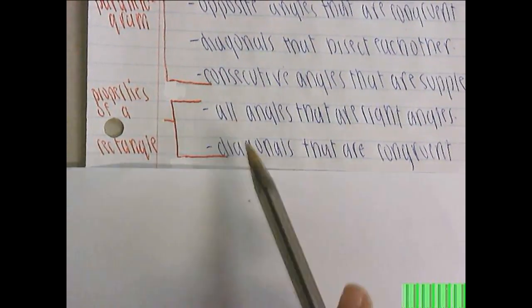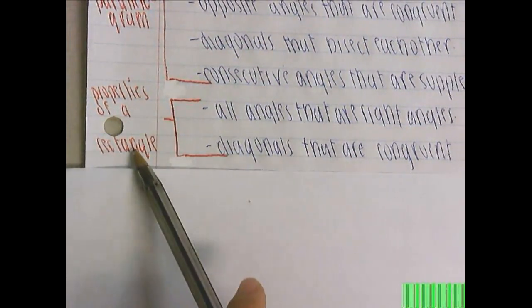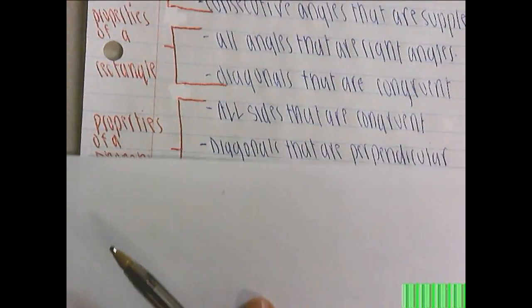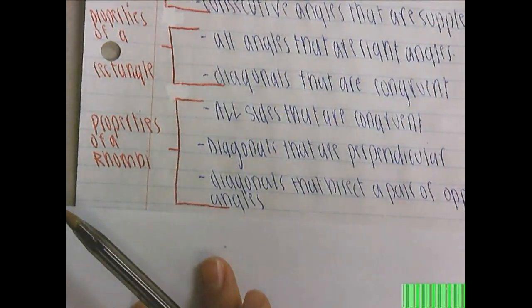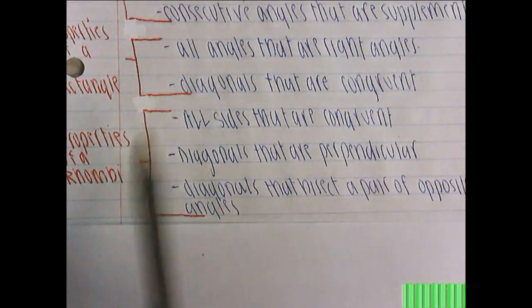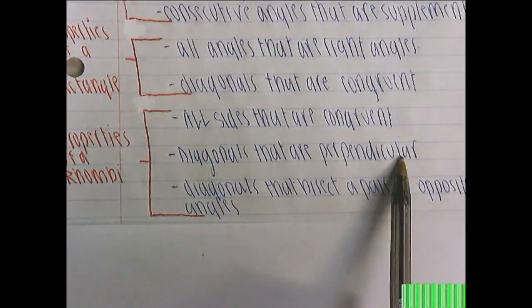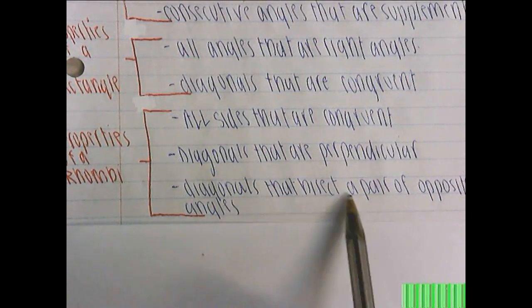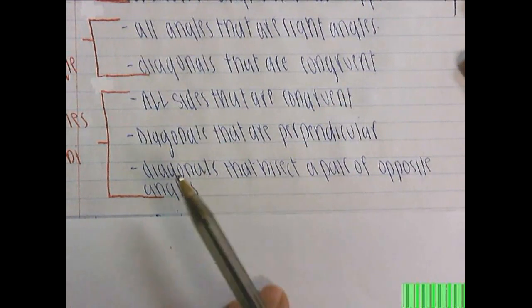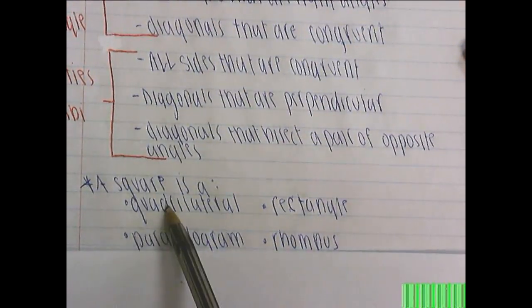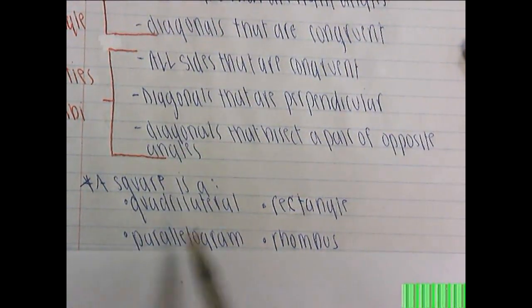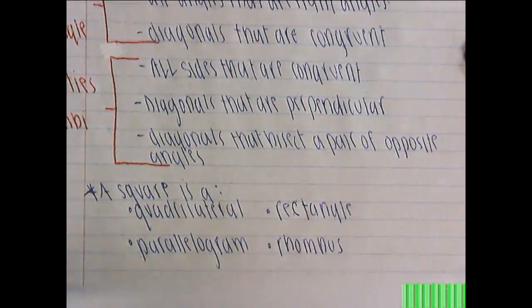All of those. It will also have the properties of a rectangle. All the angles are right angles, and the diagonals are congruent. So it has the properties of a rectangle too. And then it will also have all the properties of a rhombi. So all the sides are congruent. The diagonals are perpendicular, and diagonals bisect a pair of opposite angles. So, a square is a quadrilateral, a parallelogram, a rectangle, and a rhombus.